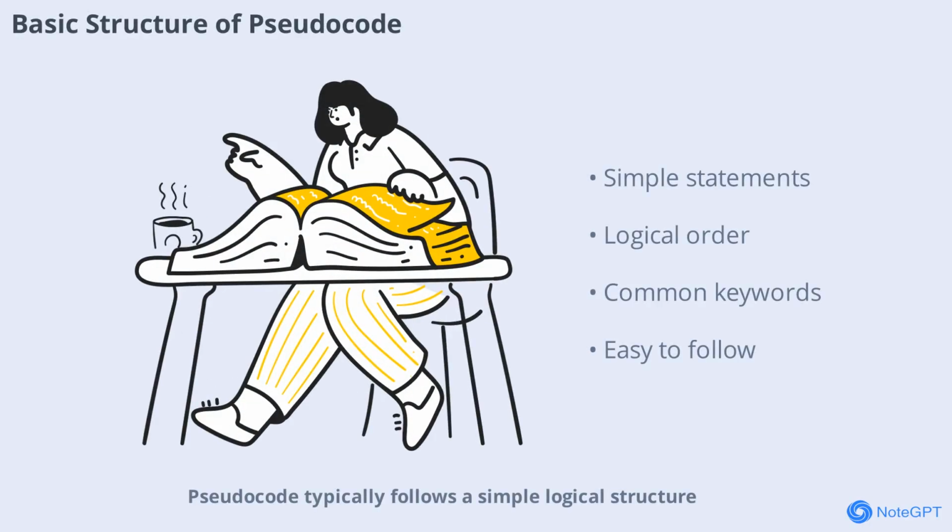Pseudocode typically follows a simple, logical structure. You write each step of your algorithm in order using clear and concise statements. Common keywords include start, end, if, else, while, for, and print. These help organize your thoughts and make the flow of the algorithm easy to follow. By keeping things straightforward, pseudocode ensures that anyone reading it can understand the intended process without confusion.